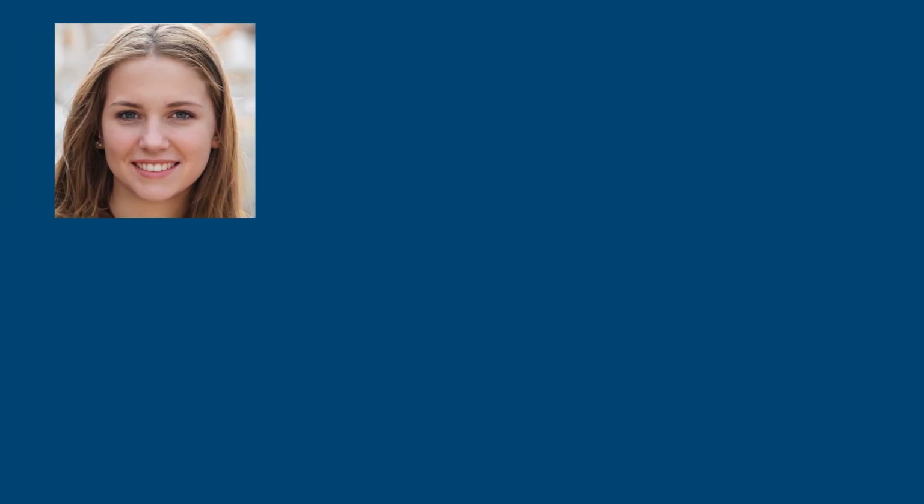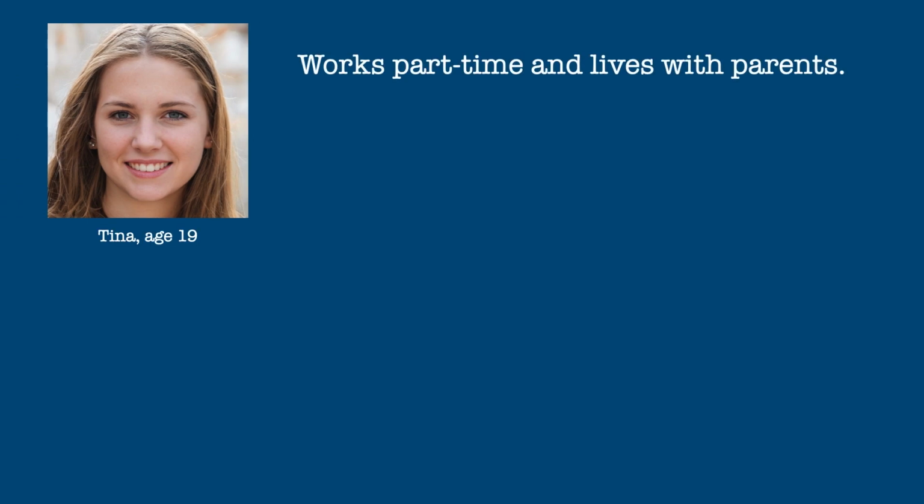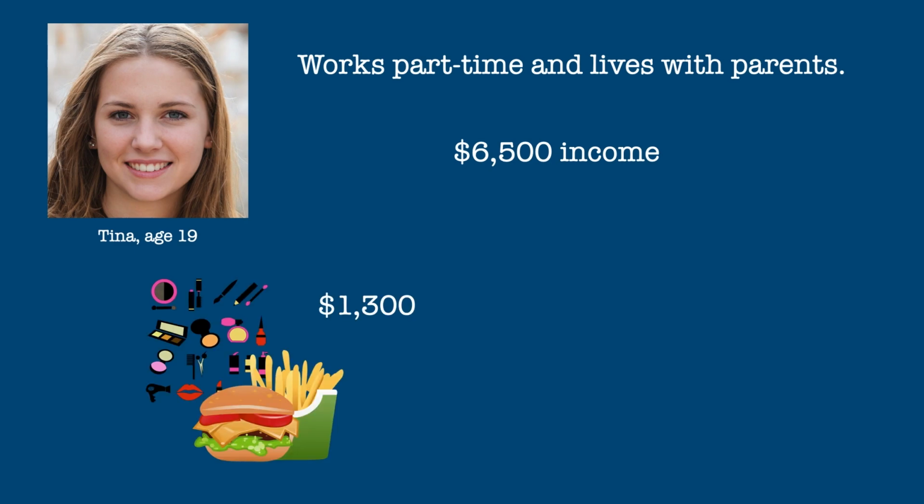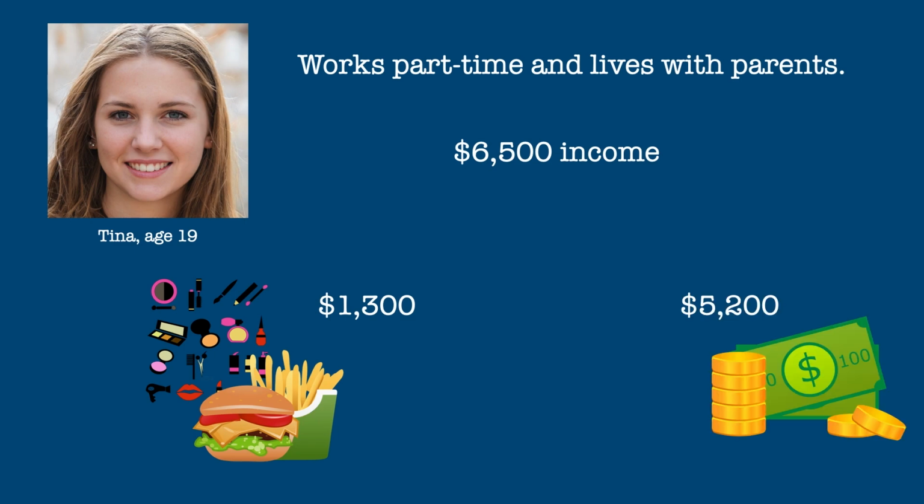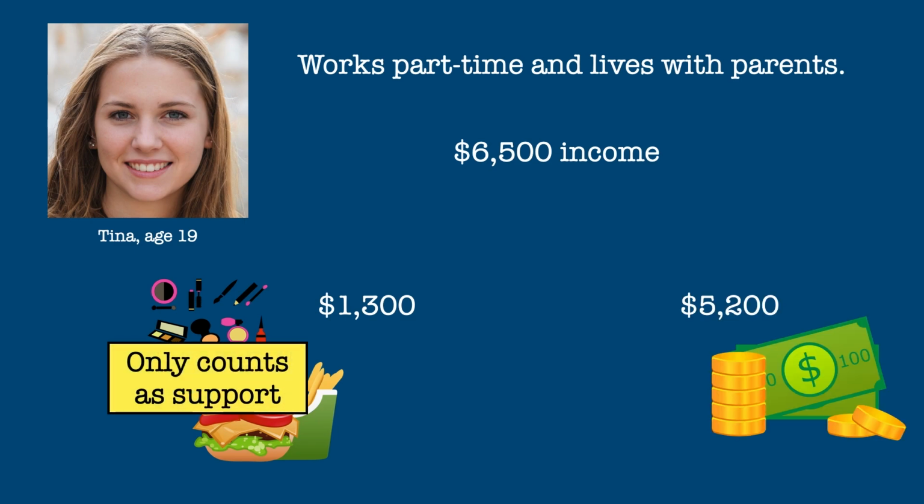For example, Tina is 19 and works a part-time job while living with her parents. Her income is $6,500. From her income, Tina kept $1,300 for personal expenses over the course of the year and put the remaining $5,200 in her savings account. Only the $1,300 she actually spent counts towards Tina's contribution to her own support.